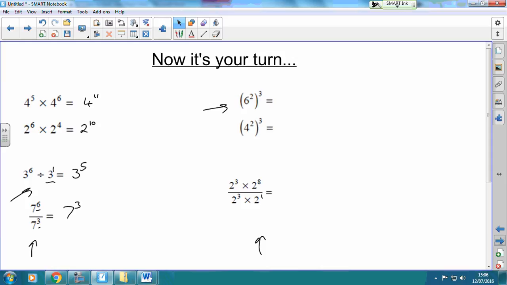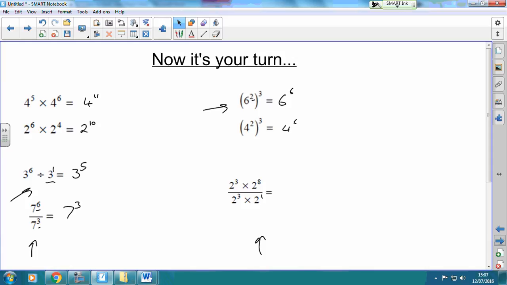Going to these ones over here. So 6 to the power of 2, all to the power of 3, we need to multiply the powers together because it's in brackets. So we've got 2 times 3, that's going to be 6 to the power of 6. Again, we've got brackets here with an index on the outside, so we're going to multiply those. That's going to be 4 to the power of 6.